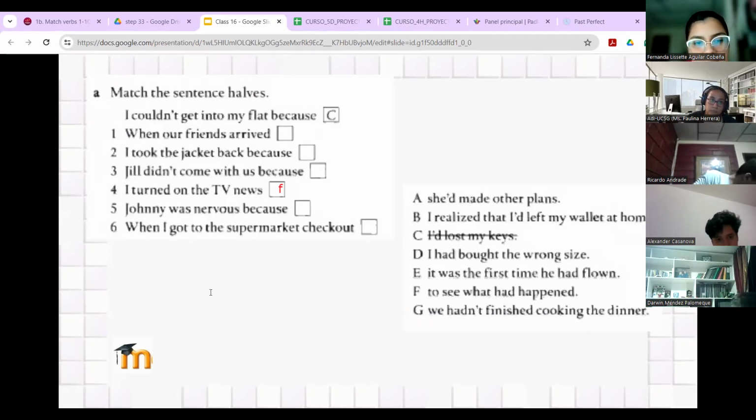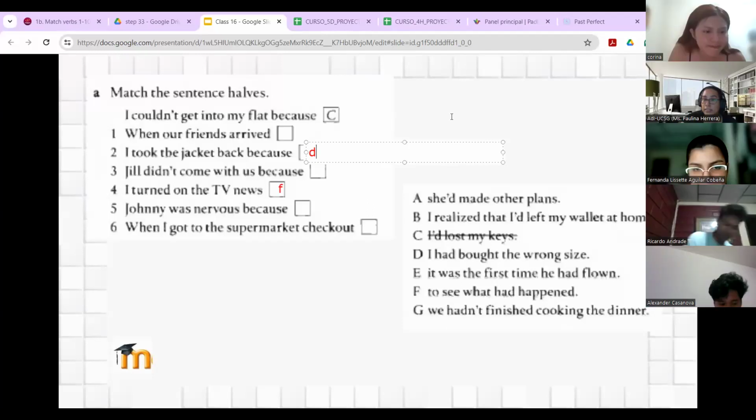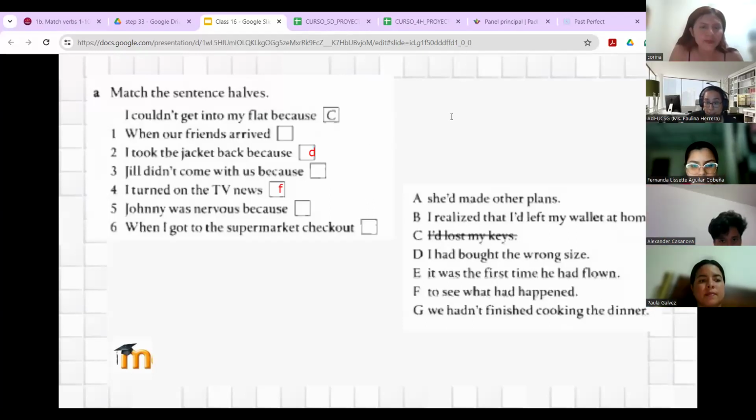Yeah, Fernanda. Number 2, I took the jacket back because I had bought the wrong size. I think letter D. Yes, very good. Okay, letter D. So first, I bought the jacket, right? I bought the wrong size. Then I returned it.